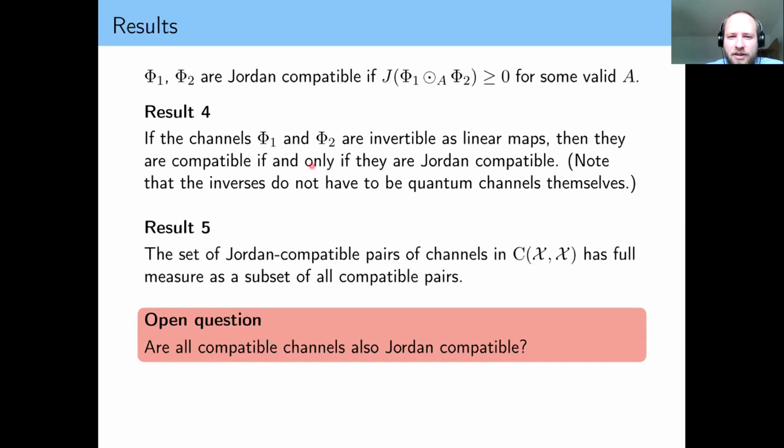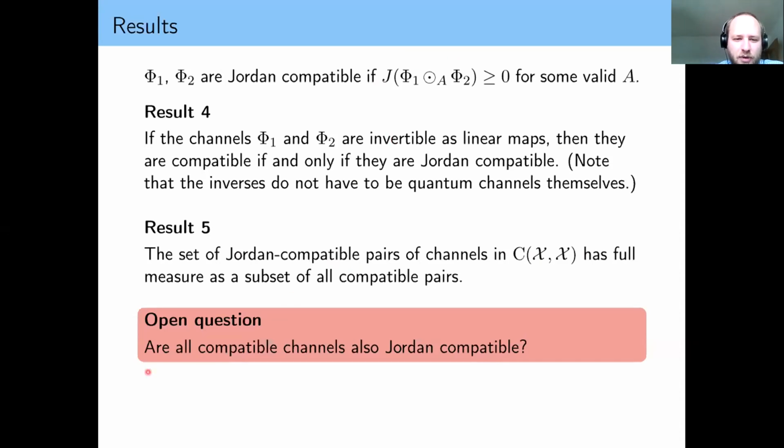Then they are compatible if and only if they're Jordan compatible, which basically means that they're compatible if and only if there is some operator A such that the generalized Jordan product given by A is positive semi-definite. And from this, you can easily get another result, which shows that the set of Jordan compatible pairs of channels that go from X to X, so they do not change the dimension of the system, has full measure as a subset of compatible pairs, which basically means that almost all channels are Jordan compatible. And so for almost all channels, there is some operator A such that the generalized Jordan product is positive semi-definite.